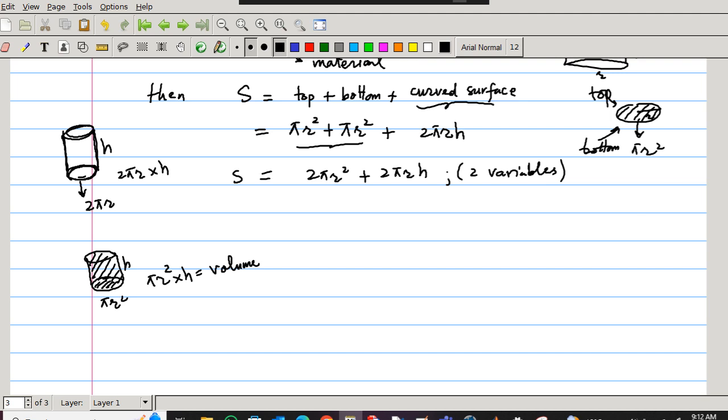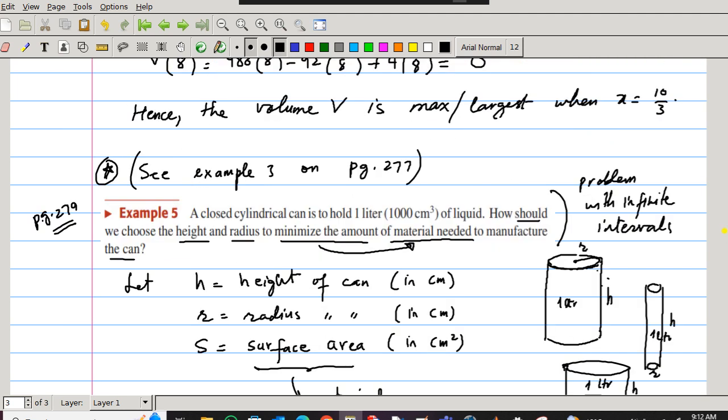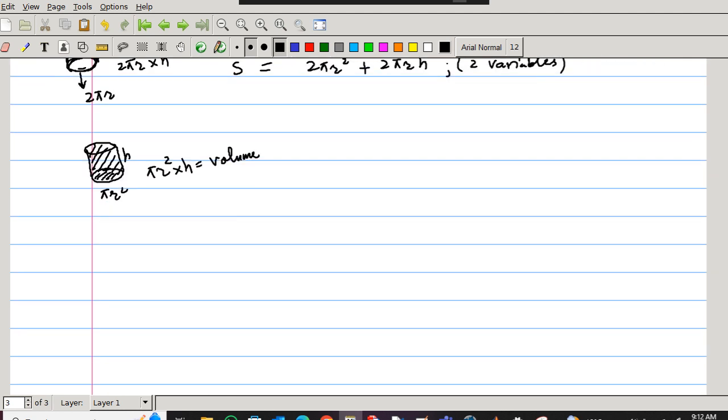So look for a condition. It means some condition will be given. See, the first sentence is a condition. He said this cylindrical can has to hold 1 liter of liquid, 1000 centimeter cube, right? So the given condition is that the volume of the can has to be 1000 centimeter cube.